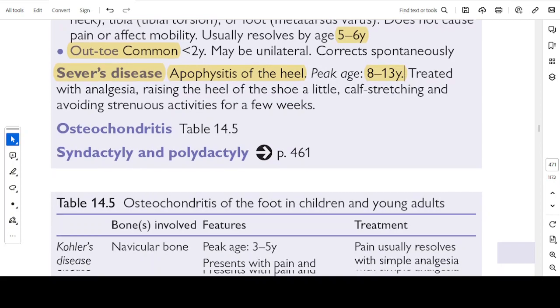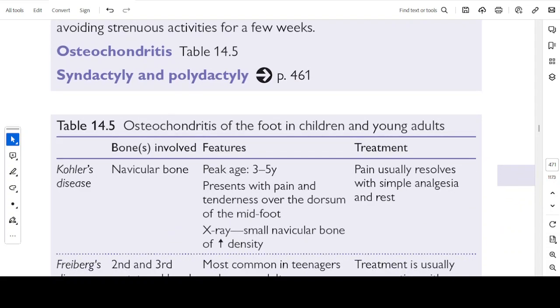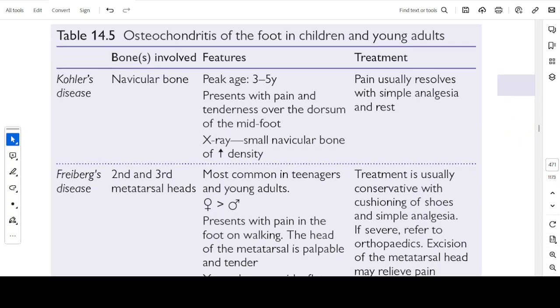Osteochondritis, syndactyly and polydactyly. Osteochondritis of the foot in children and young adults. The types are Kohler's disease, navicular bone osteochondritis. Peak age of onset is 3 to 5 years. Presents with pain and tenderness over the dorsum of the midfoot. An X-ray will reveal a small navicular bone of increased density.